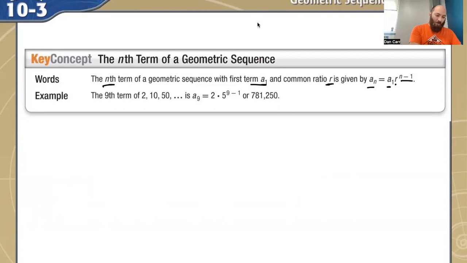So the idea again is that we can jump to any term we want in a sequence by using this formula. If I have this right here, we established that it's times 5, times 5. There's my common ratio. I want the ninth term. We're going to put the 9 minus 1 up here. The first term here is 2. That's how we get to the value of 781,250.